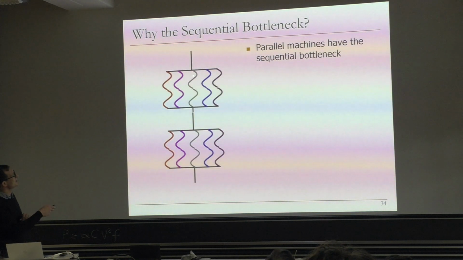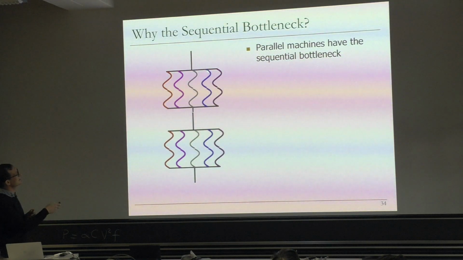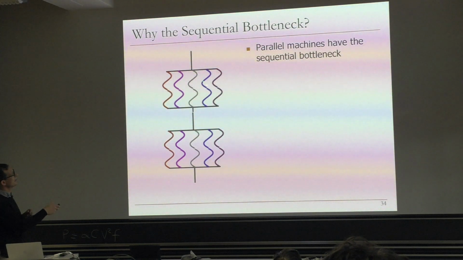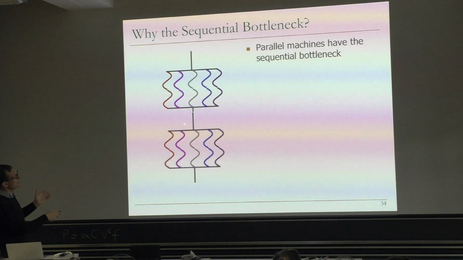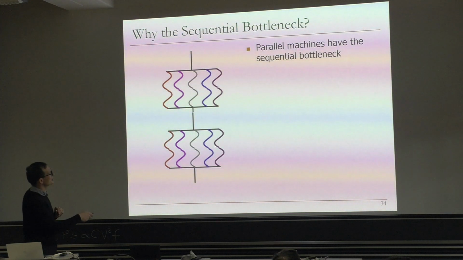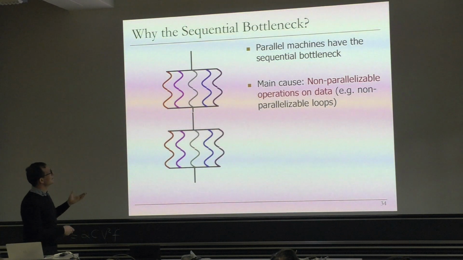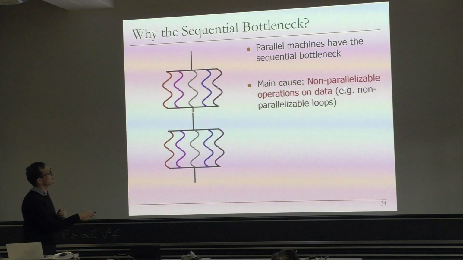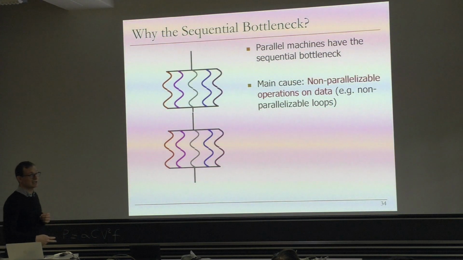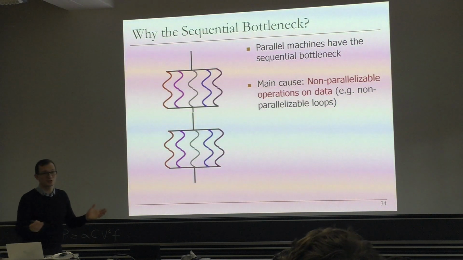The sequential bottlenecks are parts where you really have a single thread. Basically you have the single thread, it does something and then launches the tasks, and then you have a single thread that does something else, or maybe aggregates something, and then launches the task again. And a lot of parallel programs look like this. The main reason for the single thread is you have non-parallelizable operations on data, like a non-parallelizable loop. If you cannot really parallelize a loop, what do you do? You execute on a single thread, right?